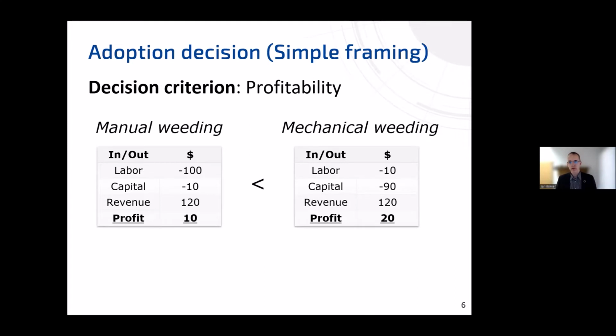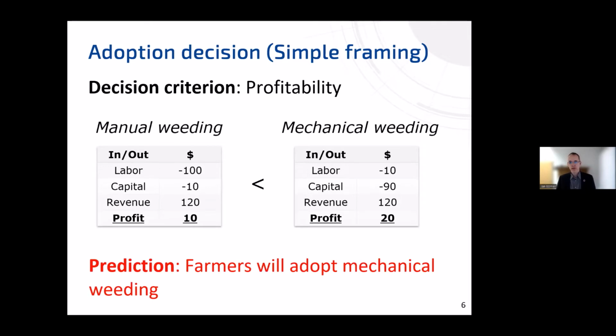All of us might agree, probably, that profitability is important. No one wants to adopt a non-profitable technology. So one of the first things we could do when we think about a new technology is to calculate whether it's profitable. You would list all the inputs and outputs and calculate the costs and the revenues, and you will find that manual weeding in this example gives you a lower profit than mechanical weeding if the costs and benefits align as they do in this particular example.